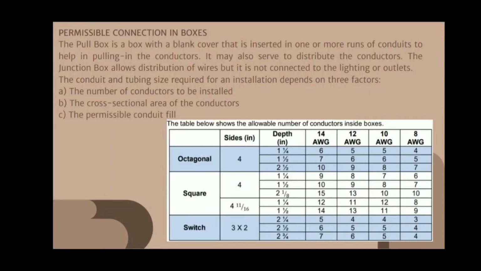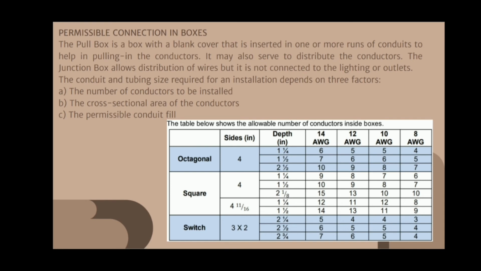Permissible connections in boxes. The pull box is a box with a blank cover that is inserted in one or more runs of conduits to help in pulling in the conductors. It may also serve to distribute the conductors. The junction box allows distribution of wires but is not connected to the lighting or outlets. The box protects the connection, which usually contains vulnerable points such as wires and splices, from environmental conditions and accidental contact.